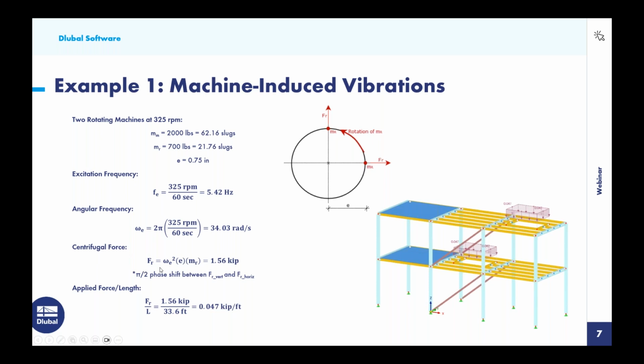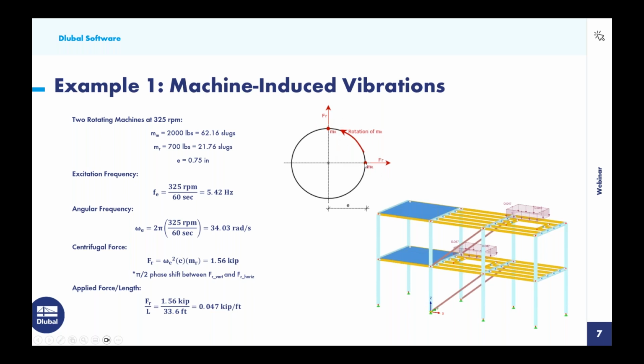So the centrifugal force is the angular frequency squared, multiplied by the eccentricity, converted to feet, multiplied by the mass of the rotor in slugs, and we get 1.56 kips. So we want to place these centrifugal forces initially as static loads on the structure, and we'll have 2 centrifugal forces, one acting in the horizontal direction, as we can see from this diagram on the right, and then we will apply an additional static load case to represent the centrifugal force in the vertical direction here.